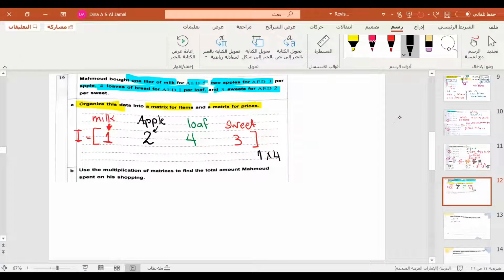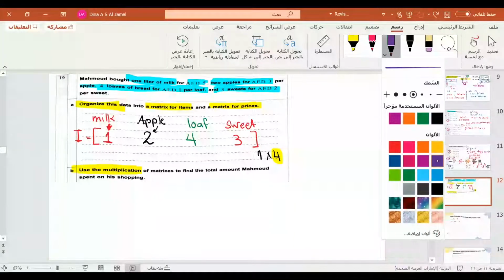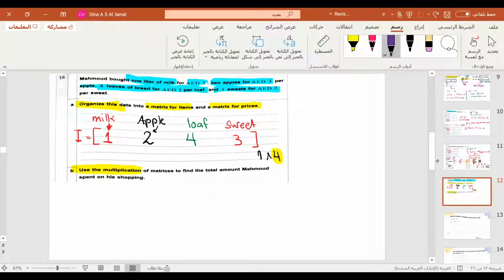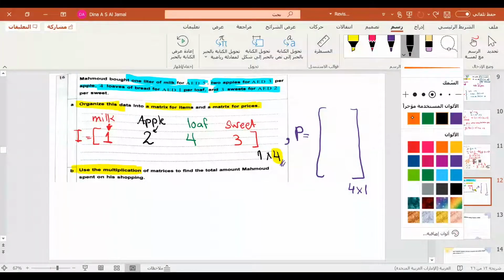Let's think of another matrix that will be helpful for you for multiplication because you need to check the inner dimension. So let's think of another matrix for prices, which will be giving you 4 rows from the beginning. So prices, let's make it P. So I will make it like this. 4 rows and only 1 column.